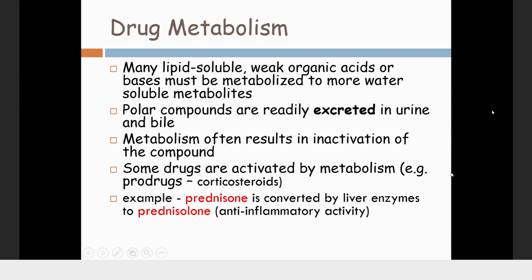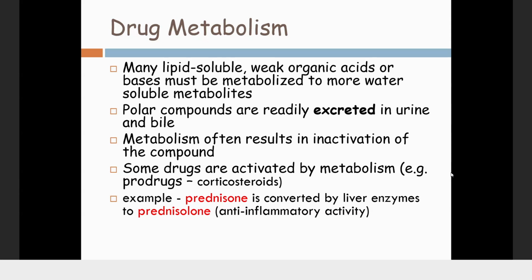So many lipid-soluble weak organic acids or bases must be metabolized to more water-soluble metabolites. Okay, so they need to be in the water-soluble form. Polar compounds. Polar compounds refers to water-soluble compounds. They are readily excreted in urine and bile. So the excretion is in urine and bile, but they must be polar compounds, with high water solubility.